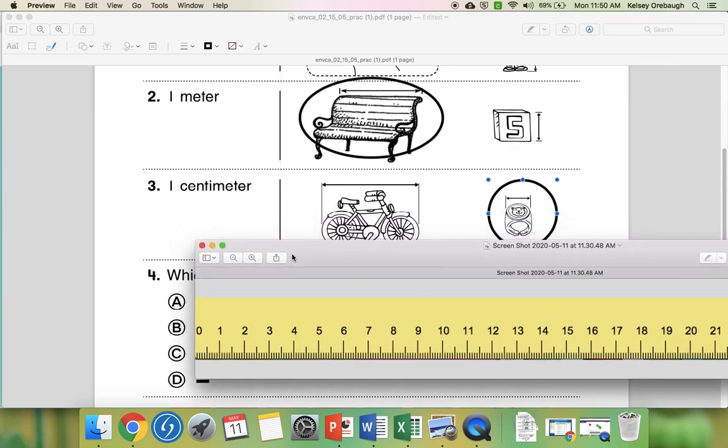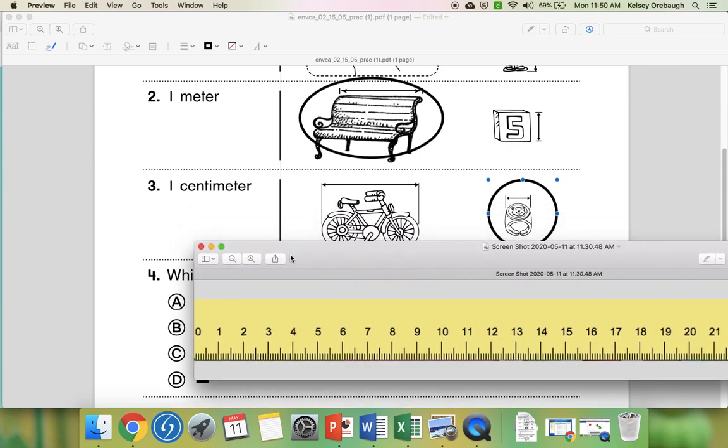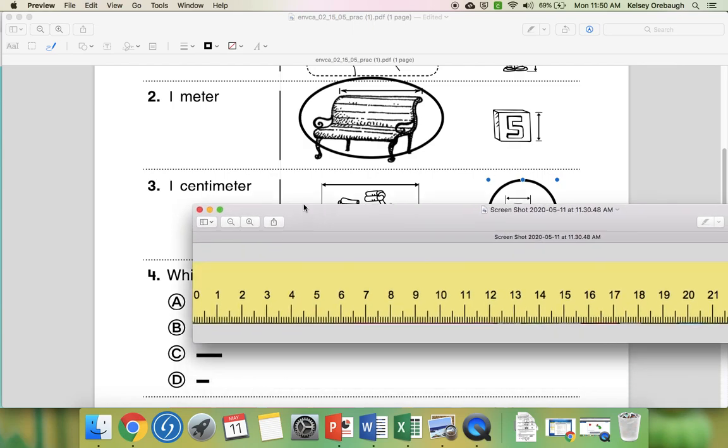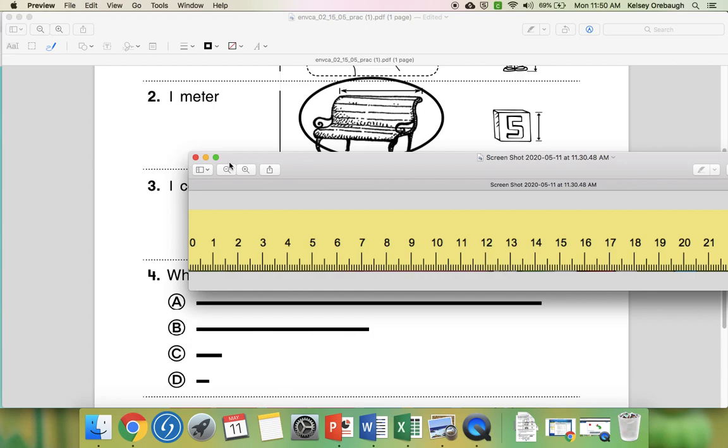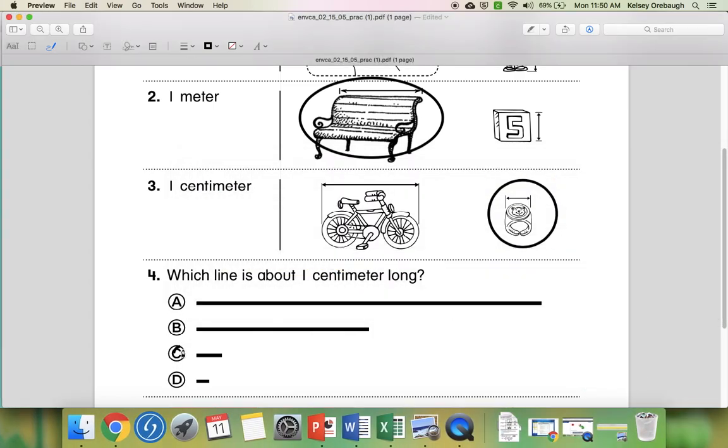Finally, D. D is definitely not 1 centimeter long. It's a bit smaller. If I correctly line it up with 0, that's about a half centimeter long. C is the closest to 1 centimeter.